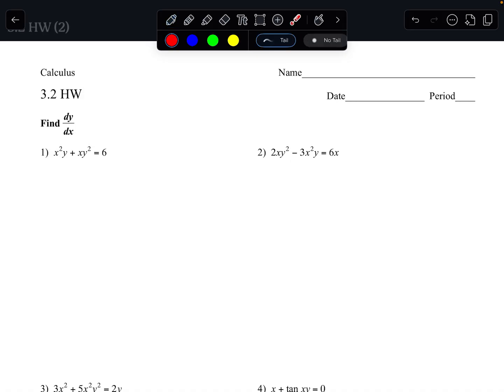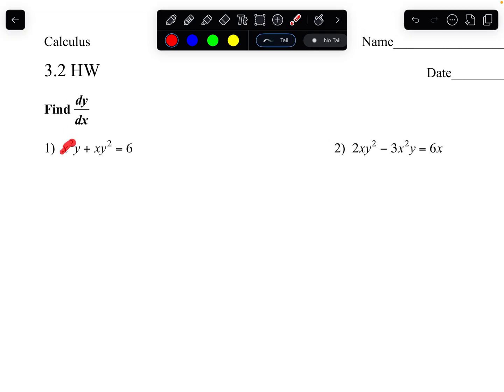So, for implicit differentiation, you're going to have equations where it's not solved for y, and we call those equations explicit. But as you can see here, we have x squared, we got y plus x and y squared. Y is not solved for, and a lot of the times y can't be solved for. And so in that case, we use implicit differentiation.